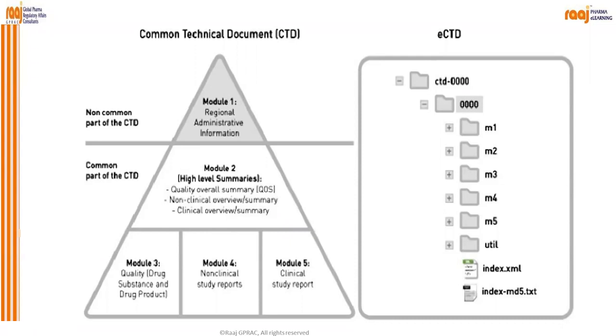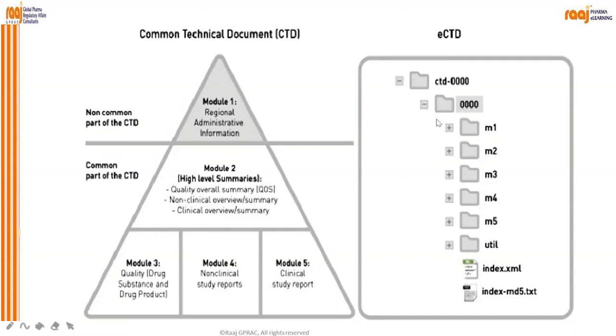Module 3 is called the CMC module for the drug substance and drug product. It is also called the quality module. Then Module 4 is non-clinical study reports. Module 5 is clinical study reports.